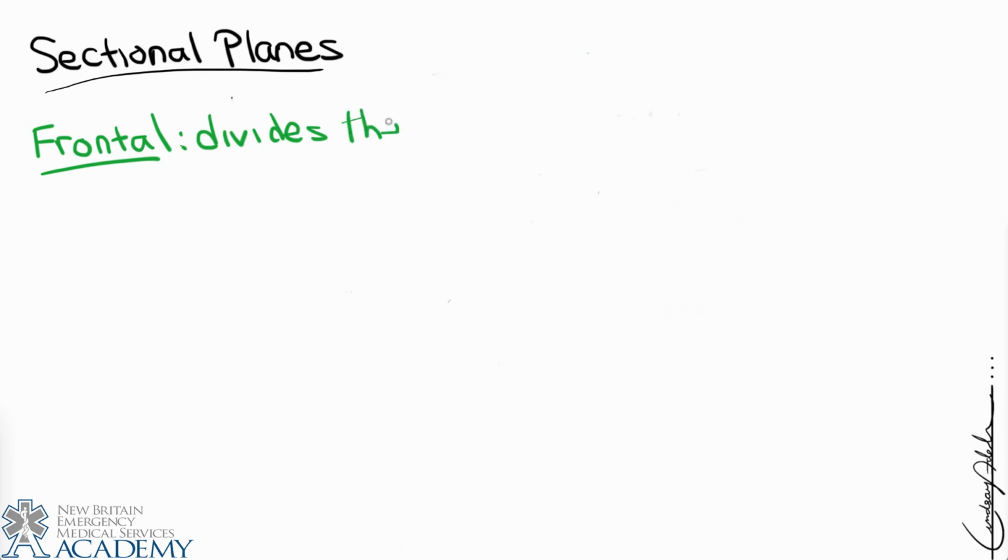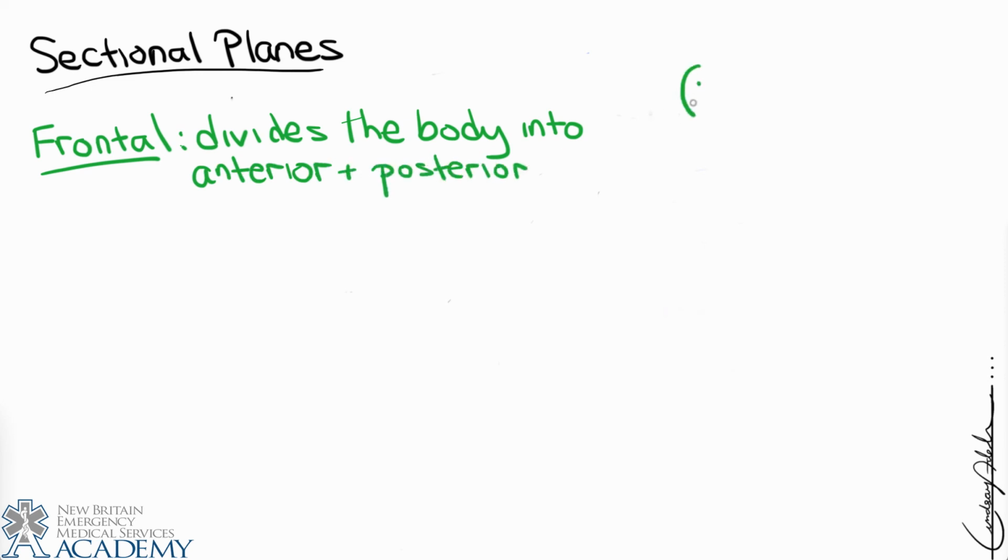So the first one is frontal, and frontal basically divides the body into anterior and posterior sections. I would say halves, but it may not be halves. It could be a third of the body is cut forward, and then the 2/3 are kind of in the back. So don't mind my stick figure. I hope you can kind of see that it's a profile view of the stick figure, and the arms would just be going forward, and then we've just sort of cut so that the face is separated from the back.